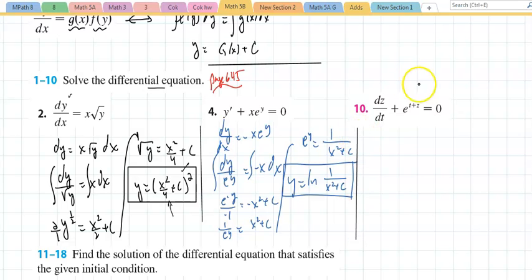And this problem, again, if I think of this as dz equals negative e to the t plus z, that is e to the t times e to the z. When you multiply terms with the same base, you add their powers. Divide by e to the z on both sides, and there it is.